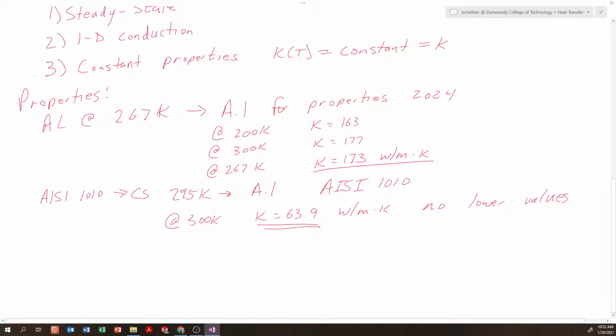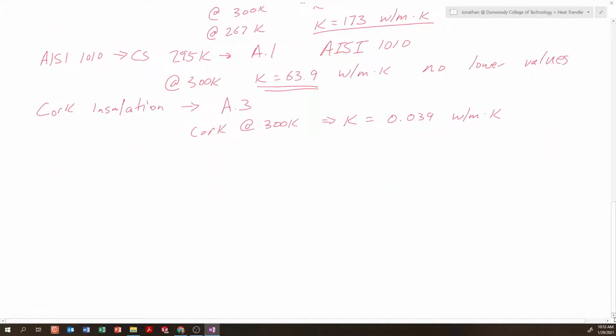All right, and then last we need cork insulation. For this one, we need to go to another table. This is in table A3 on insulating materials, and so we have cork at 300 Kelvin. K is 0.039 watts per meter Kelvin. So there you have it, we've got our properties. We don't really need anything else. We only need K. So we'll give ourselves a little bit more room here and jump into the analysis part.